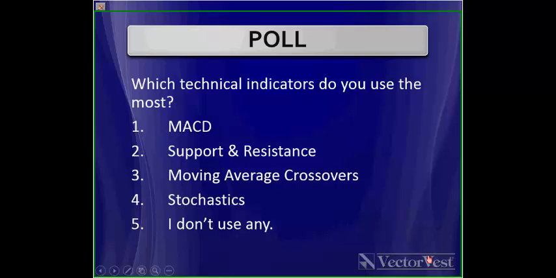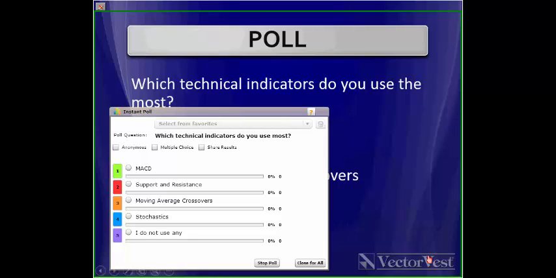Which technical indicators do you use the most? And if there's not a poll that's popping up, just type in either. Oh, there it is. So you can select more than one. Do you use MACD, support and resistance, moving average crossovers? In a minute, if there's one that you use that's not on that list, just type it in the chat box. I'm always interested to see what people are using.